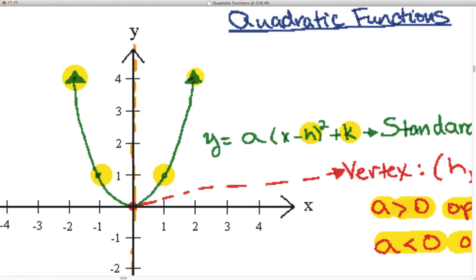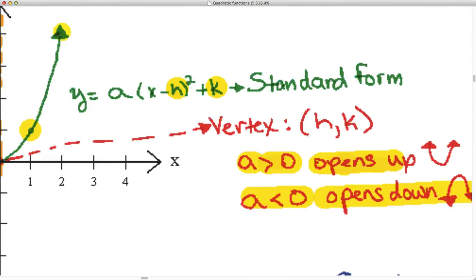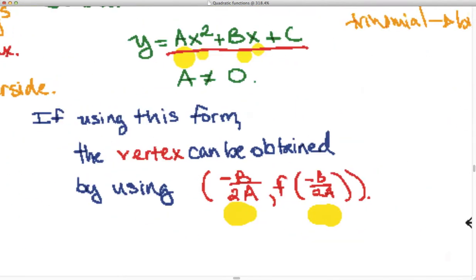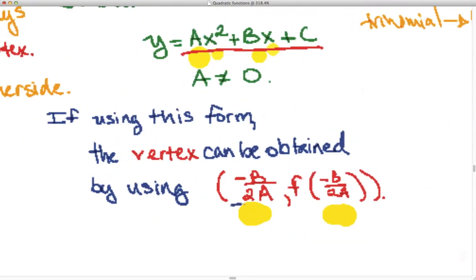So if you remember, the vertex is going to be the maximum or the minimum. If it's opening up, it's the minimum, and the maximum if it's opening down. And the y value is the actual maximum or minimal value. The x value tells you where it occurs. And if we're in our general form, to find that vertex, you use this specific formula here, where it's minus b over 2a. And then to get the y value, you just plug back in what your x value is into your function everywhere you see an x.